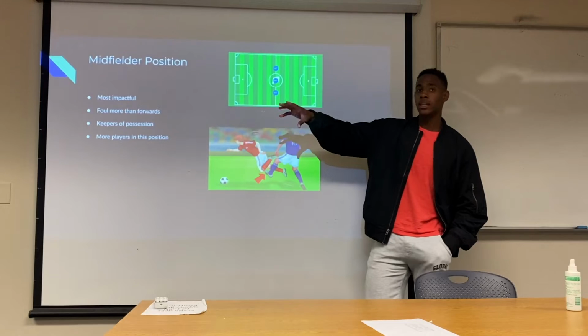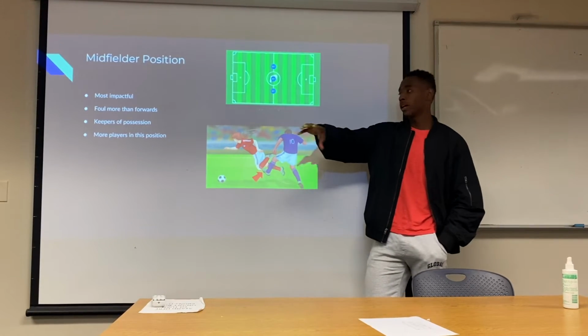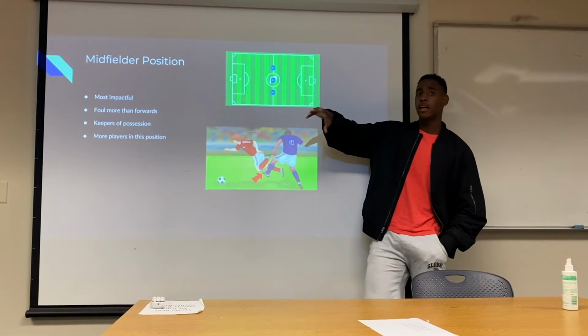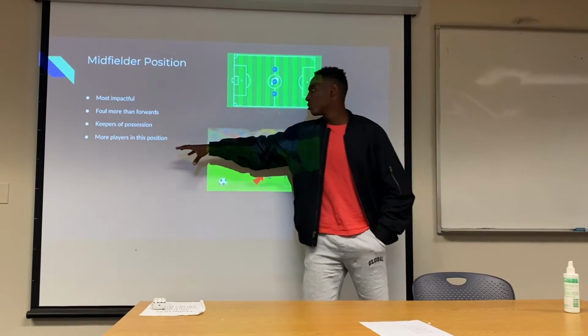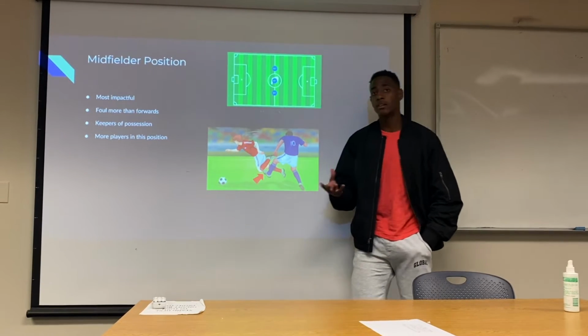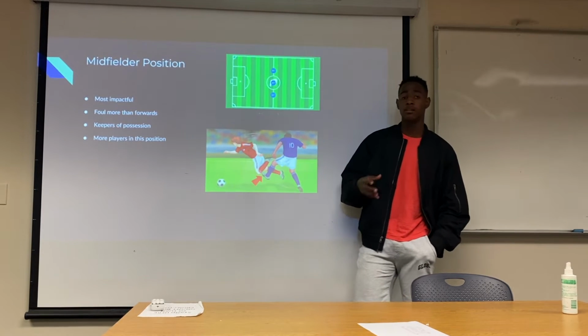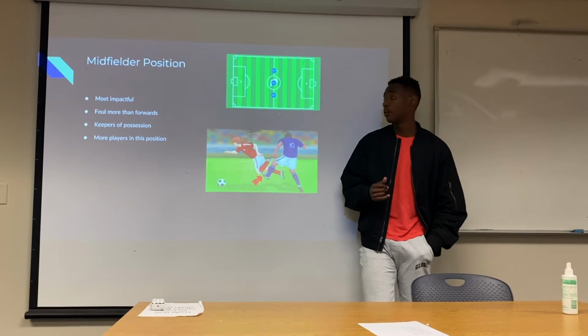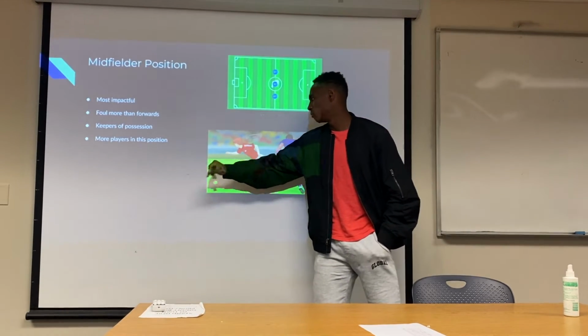So they get the ball to the midfield so they can try to move the ball and get it to the 10, and the 10 then can create from there. There are more players in this position. Why? Because basically it varies between systems. You've got a 6, you've got an 8, you've got the 5, you also got the 10. So there's a lot more competition in here.